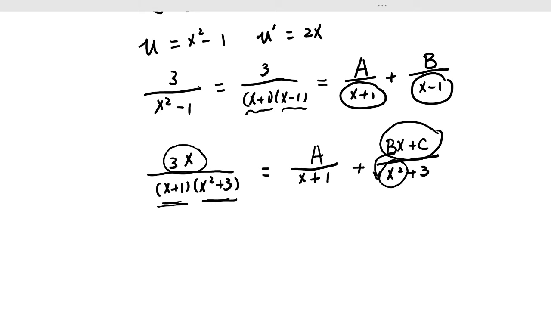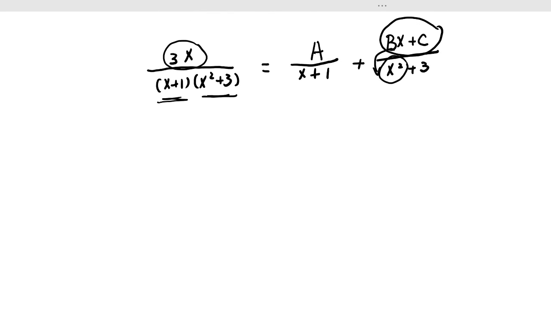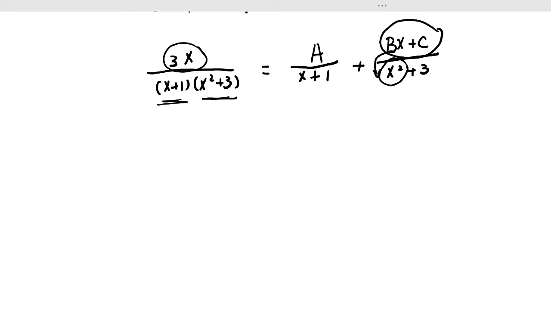Okay. There's also a repeating case for partial fractions. I'm just going to go over a little bit right here. So what I mean by repeating: now let's rewrite this problem as 3x over (x plus 1) squared times (x squared plus 3) squared. I want you to tell me how many fractions I'm going to make.